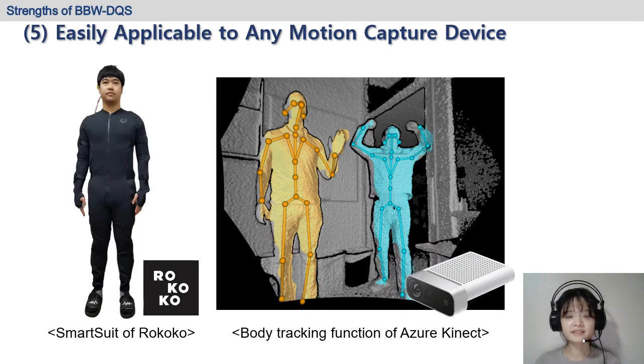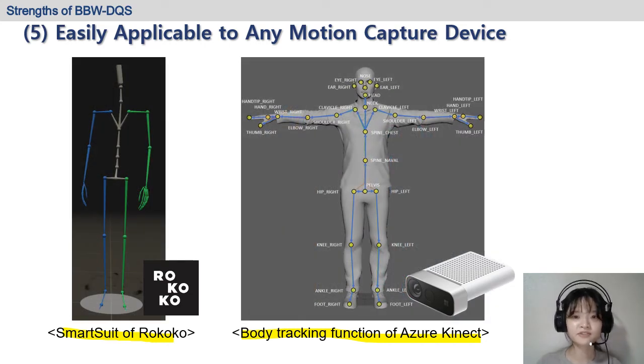This also means that the system developed in the present study can be easily applied to any motion capture device. These two are the motion capture devices being used in our lab. This is the suit with the sensor, and this one here is the depth camera that does not require any sensor or devices on the actor's body. Although these two devices look so different, once we have the skeleton structure like this, it can be easily used for BBW DQS system with the one simple pre-processing.